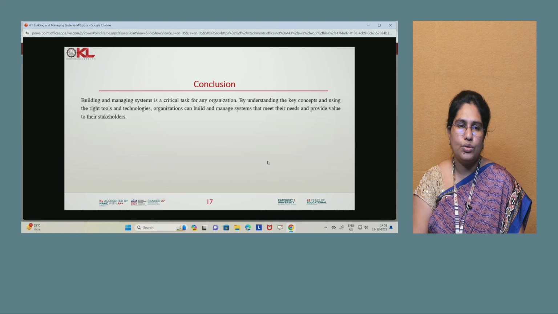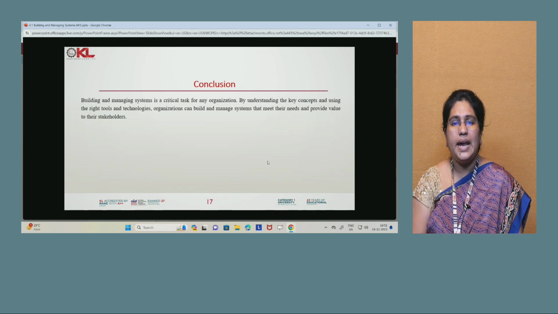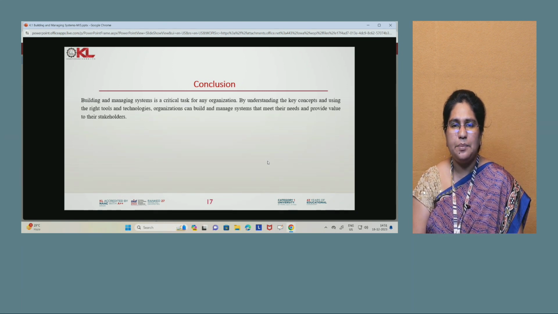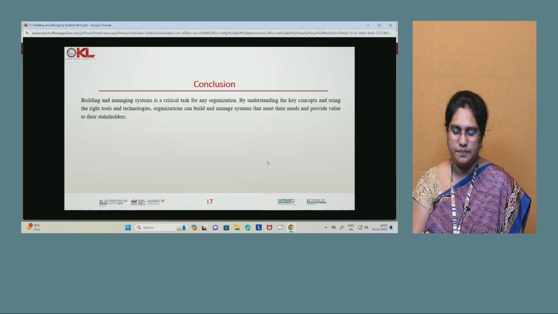What is the conclusion? Building and managing a system is a crucial task for any organization, but by understanding the key concepts and using the right tools and technologies, an organization can build and manage systems that meet their goals and provide value to their stakeholders.